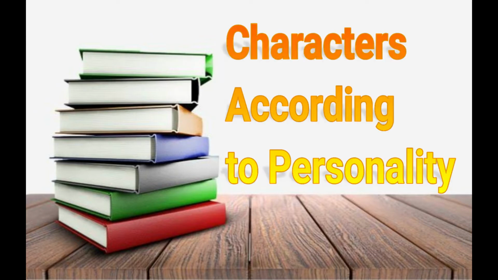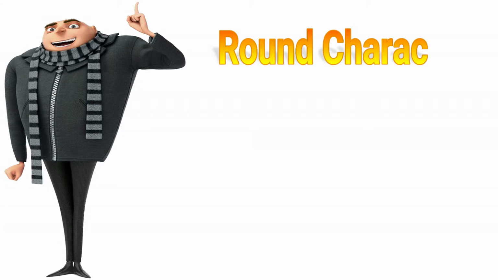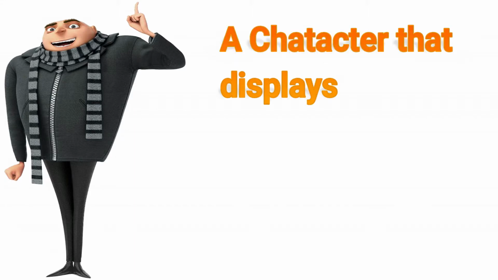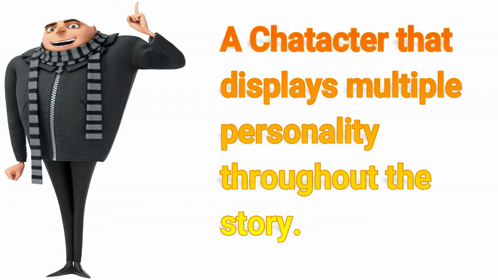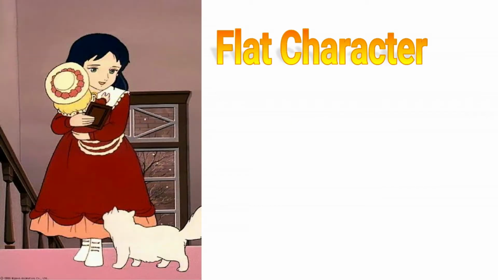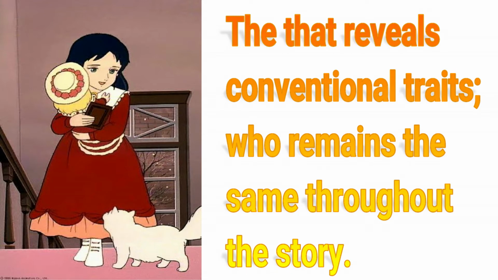We also have this term, characters according to personality. That is whether the character is a round character, or a character that displays multiple personalities throughout the story. Second, which is the flat character, or the character that reveals conventional traits or remains the same throughout the story.